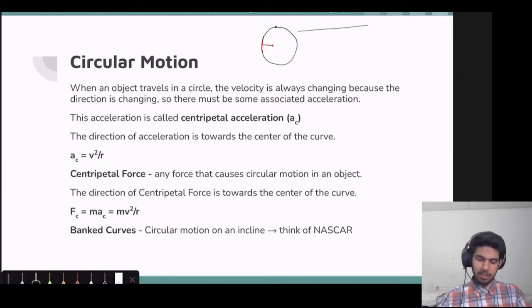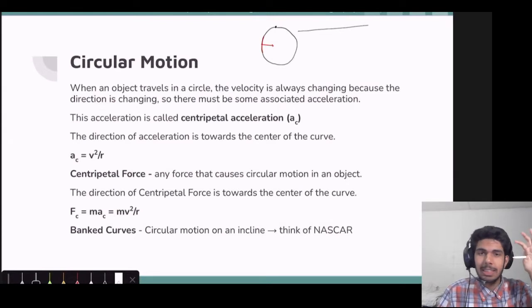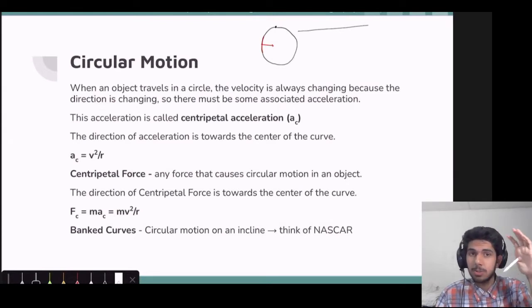And now that we've defined centripetal acceleration, we should probably define something called a centripetal force, right? We've talked a lot about forces. There should probably be a force associated with this, and there is. That's basically just any force that causes circular motion in an object. Now it's important to note that the centripetal force isn't necessarily a brand new force, meaning it's not a force like gravity or the normal force that is simply present. Rather, we can label some of the forces we've already learned as centripetal.